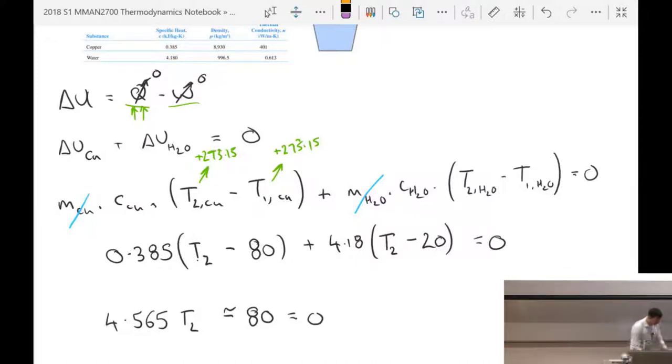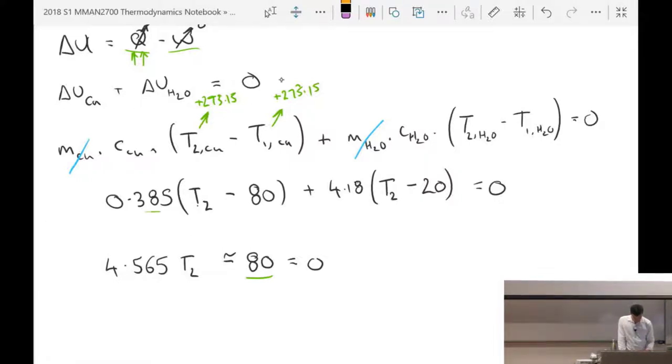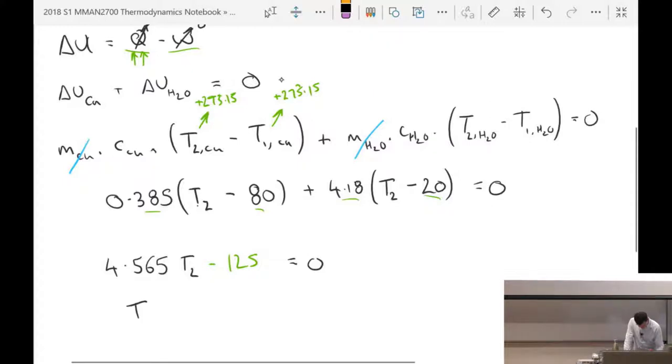Good. Can someone tell me what that number should be? That's fine. It's 0.385 times 80 plus 4.18 times negative 20. Oh, it should be a negative and a negative. That's what I did wrong. 25 minus about 100, so it should be maybe minus 125. All right. No worries. T2. The number in green is probably wrong, but that's okay.